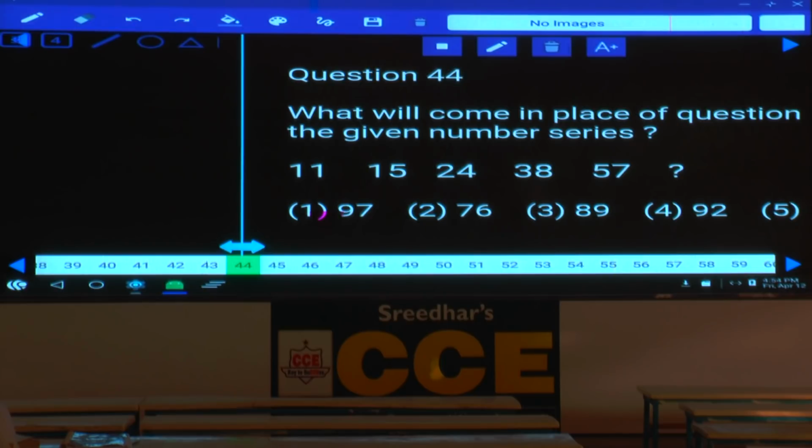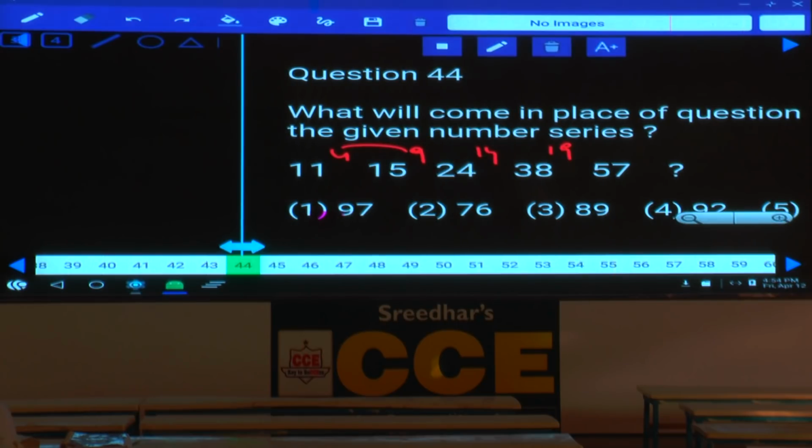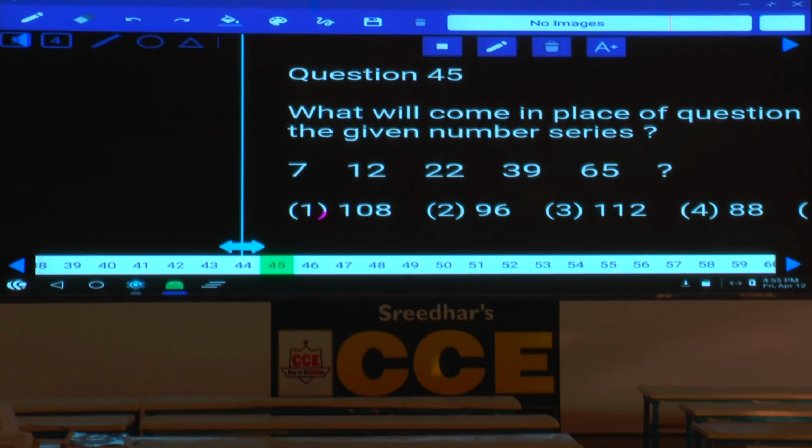Then question number 44. 11 and 15, the difference is 4. And 15 and 24, difference is 9. Next difference is 14. Then 24 plus 14 is 38. And 38 and 57, the difference is 19. What is the relation here? 4 and 9, 4 plus 5 is 9, 9 plus 5 is 14, 14 plus 5 is 19, and 19 plus 5 is 24 should be added. If you add 24 here, it will be 81. 81 is given in choice 5. That is question 44. Then coming to 45.